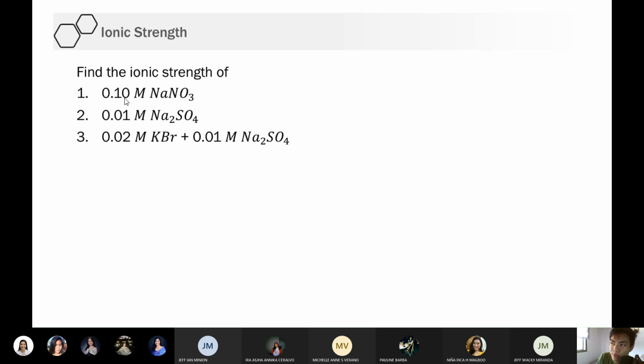For number 1, we have 0.1 molar sodium nitrate. So what happens to this diverse ion? What happens to sodium nitrate when we dissolve it? It dissociates into sodium ion and nitrate ions. So it will start dissolving into ions. That is a full dissociation process.